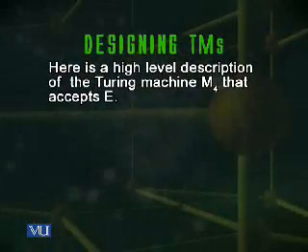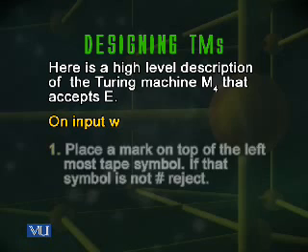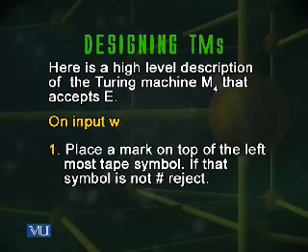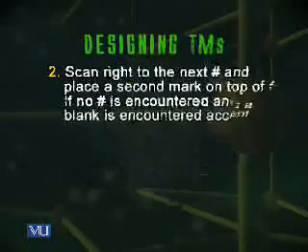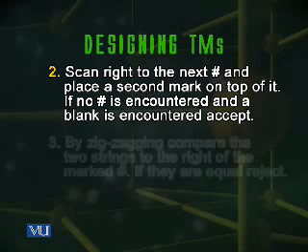Here is a high-level description of the Turing machine M4 that accepts this language E. Let's say that the input is w. What we will do is put a mark on top of the leftmost tape symbol, and if that tape symbol doesn't happen to be a #, we will simply reject the input. Now we will scan to the right of the # and find another # and put a mark on top of it. If no hash is encountered, then we'll simply accept the input.